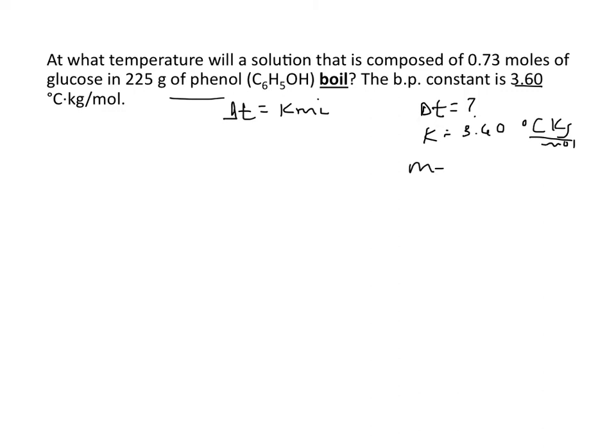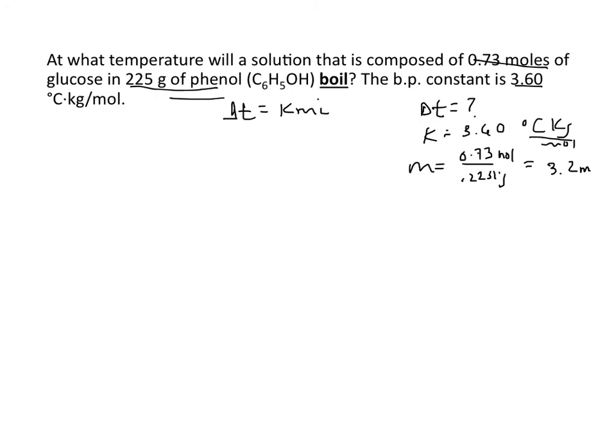Our m value, remember we're going to have to calculate that. We've been given our moles of solute, and we've been given our number of grams of solvent. So what we're going to do is convert those into the appropriate units. So 0.73 moles divided by 0.225 kilograms. Sorry, and this should be moles. We're going to go ahead and calculate that. That's going to give us 3.2 molal.